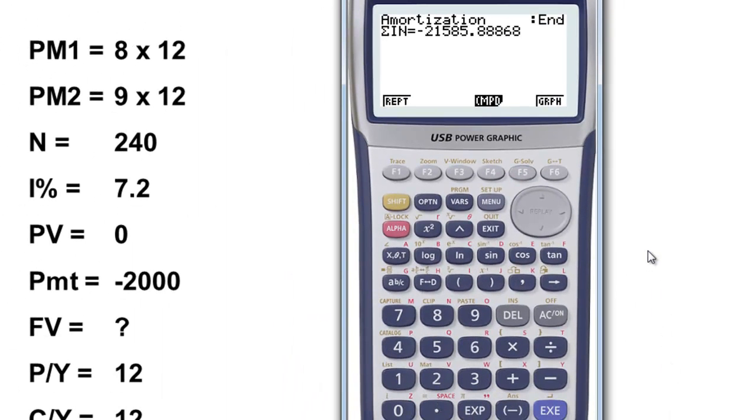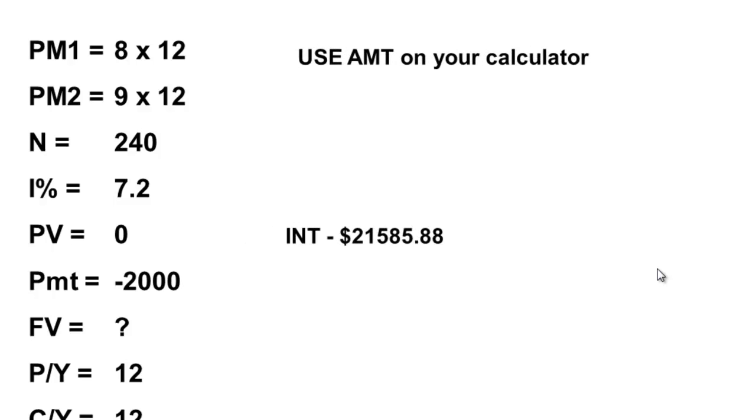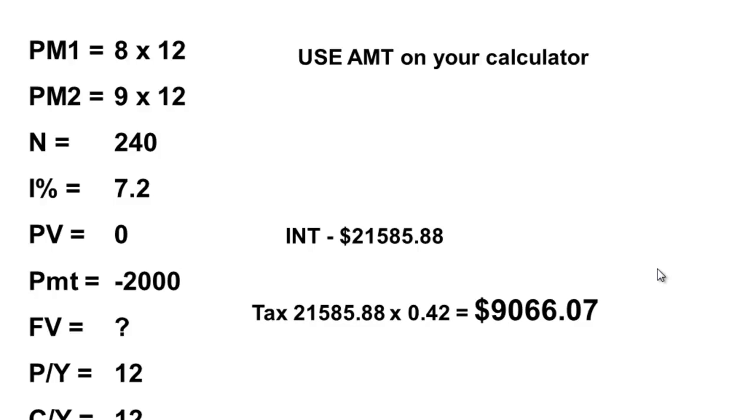Let's have a look in here. We're using the amortization button on the calculator. We put in PM1, PM2. Our interest is $21,585. If you multiply that by 0.42, you end up with $9,066.07. That is the amount of tax that you pay using that way. So remember, you go to the amortization button on your calculator, enter it in, and away you go. You've really got to learn these steps because it'll help you in the future.